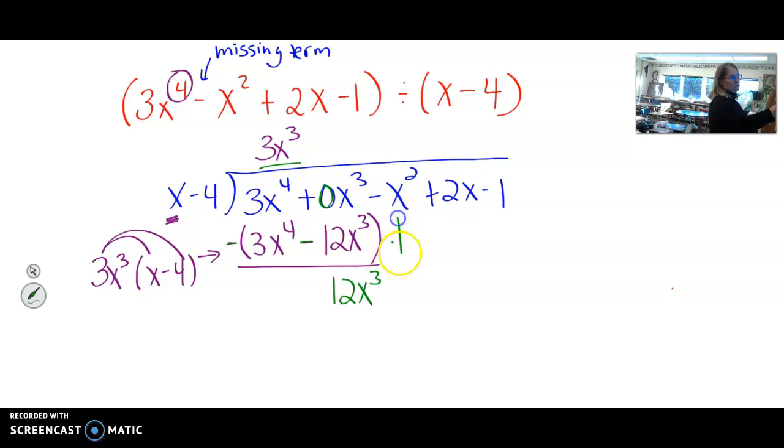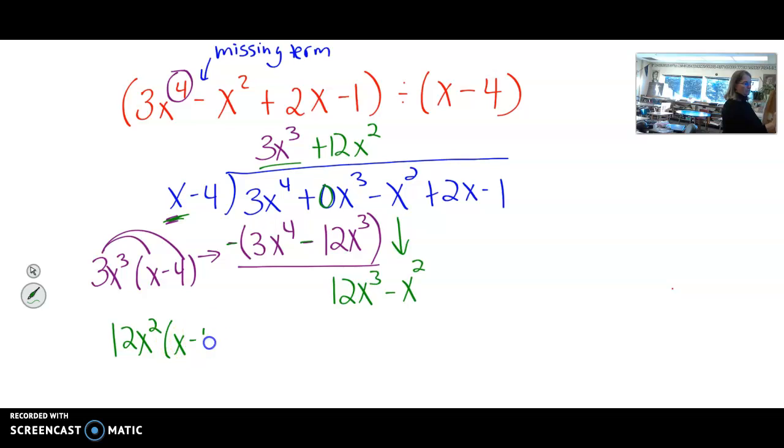Now we're going to bring down this next term, negative x squared. And what do I have to multiply x by to get 12x to the third? And that would be 12x to the second. That's supposed to be 12. So if I multiply 12x to the second times x minus 4, distribute that 12x squared, and we're going to write it right underneath these terms. We get 12x to the third minus, we're getting big here, 48x squared.